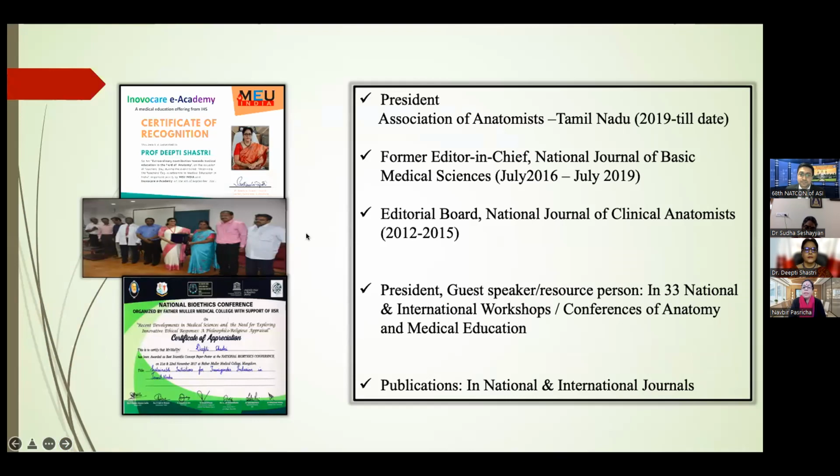She's also presently the President of the Association of Anatomists, Tamil Nadu, and former Editor-in-Chief of the National Journal of Basic Medical Sciences. She's on the editorial board of the National Journal of Clinical Anatomists, the journal for SOCA, and she has been a much sought after guest speaker and resource person in India and abroad for various conferences of anatomy and medical education. A very warm welcome to you, ma'am.